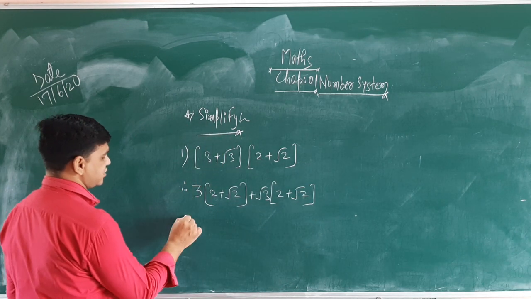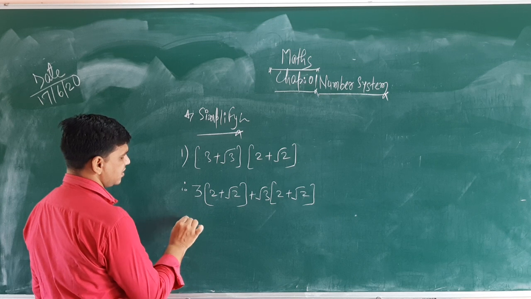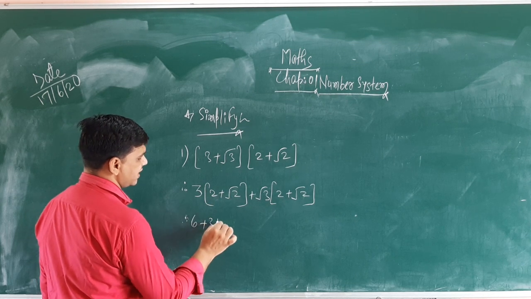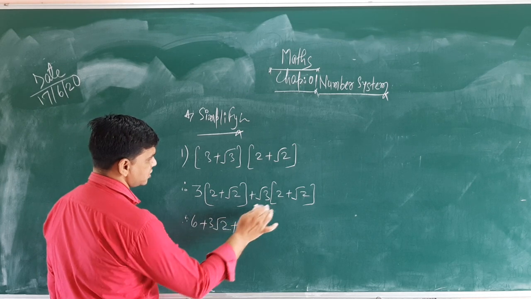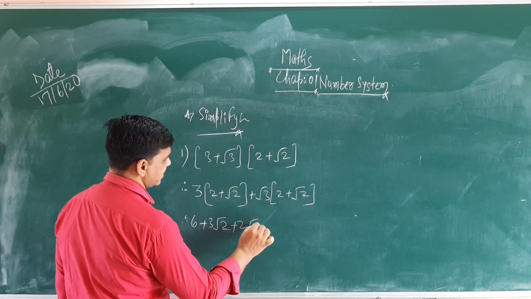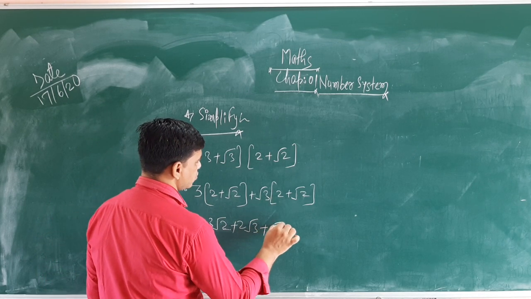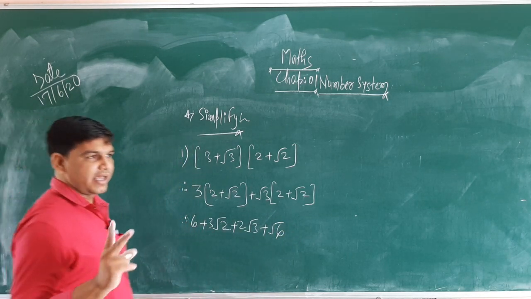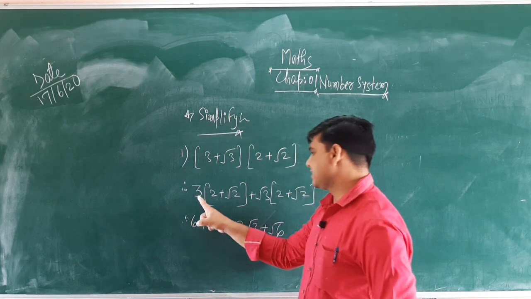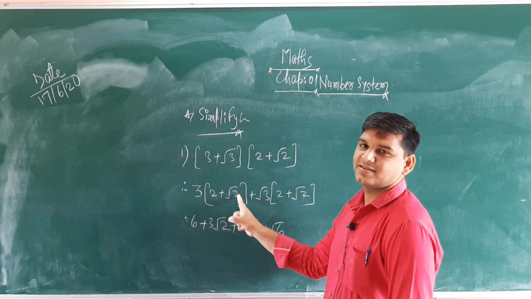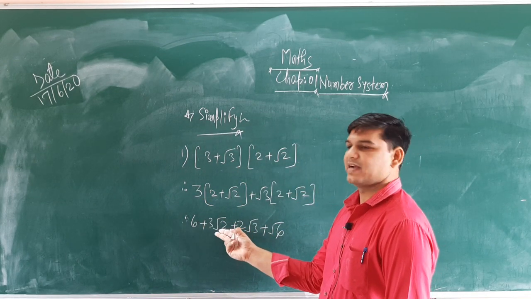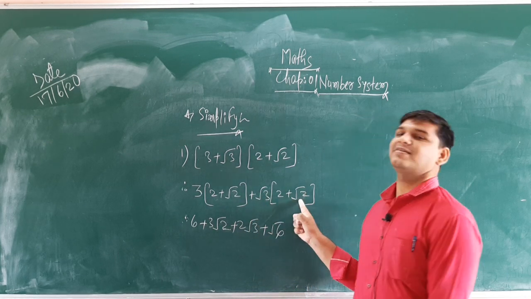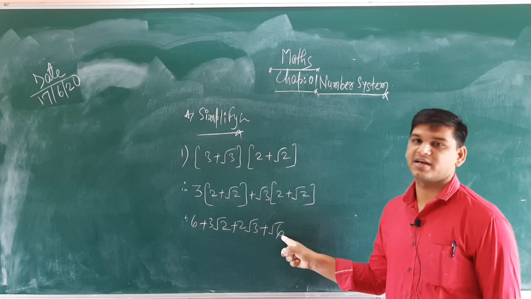Right? Now the multiplication. 3 2s are 6. 3 plus root 2, 3 root 2. Plus 2 into root 3, 2 root 3. Root 3 into root 2, root 6. So that is your answer. Because a rational number multiplied with an irrational number, that is not possible to combine, so we have to directly write 3 root 2. But the irrational number root 3 multiplied with the irrational number root 2, is always root 6.